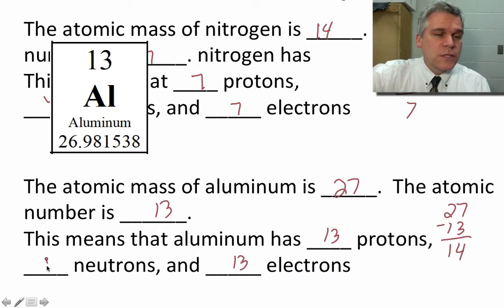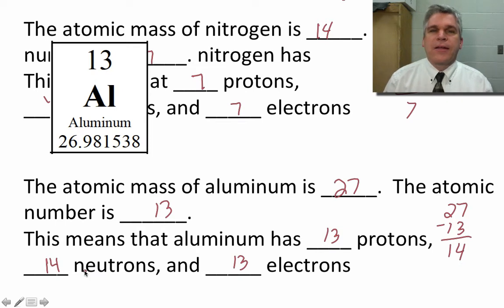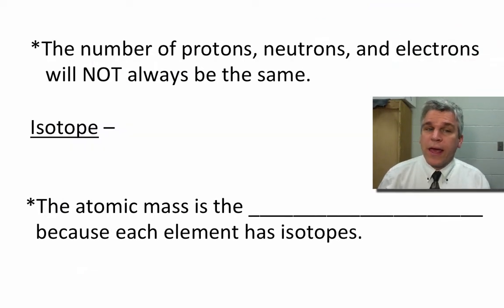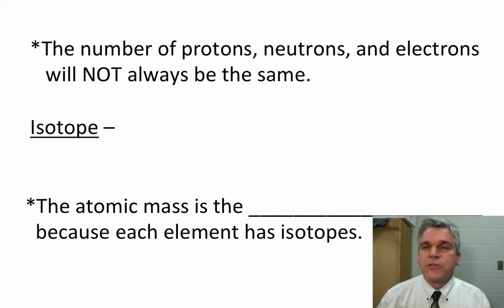this case, 14 neutrons. So a typical atom of aluminum has 13 protons, 14 neutrons in the nucleus, and 13 electrons. And of course 13 and 14 in the nucleus adds up to 27, which is the atomic mass. So again, we have to note the number of protons, neutrons, and electrons are not always going to be the same.